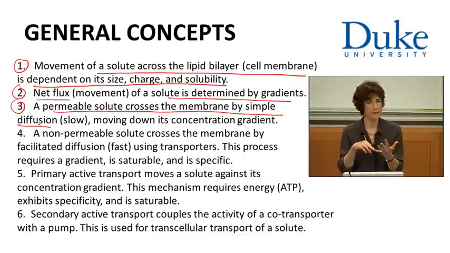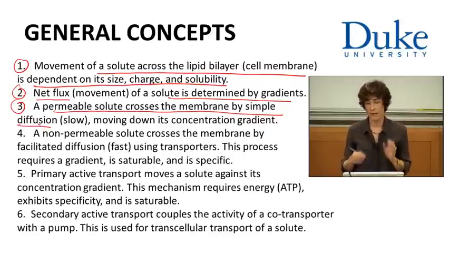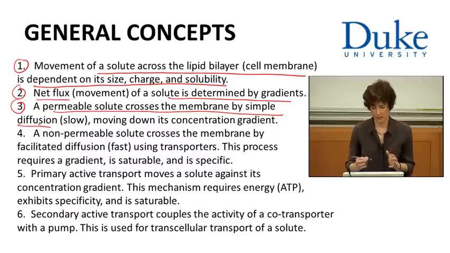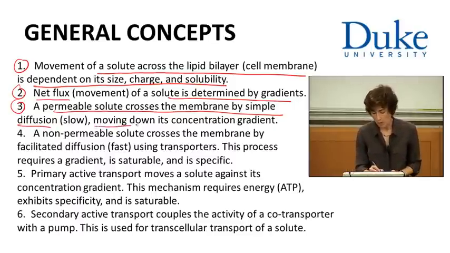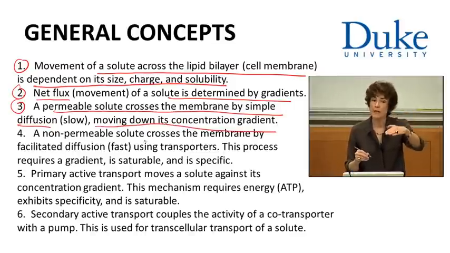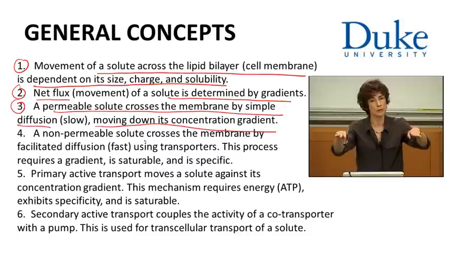So this would include some of the steroid hormones. It could be urea. These are molecules which are able to cross the membranes without having a specific transporter. And they will always move down their concentration gradient, until they reach an equilibrium, so that you will have an equal distribution of the materials on either side of the membrane.